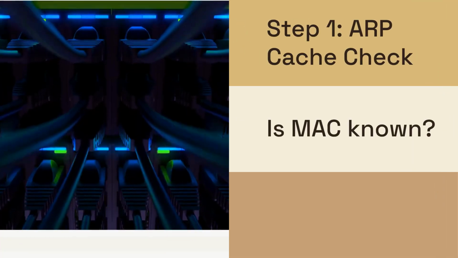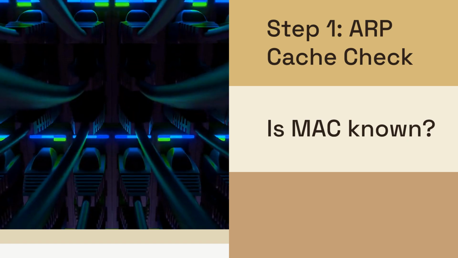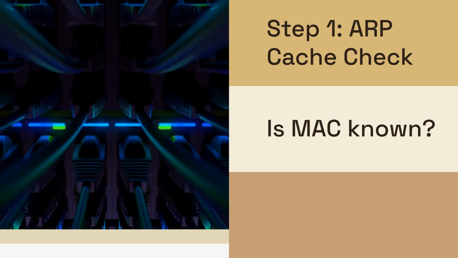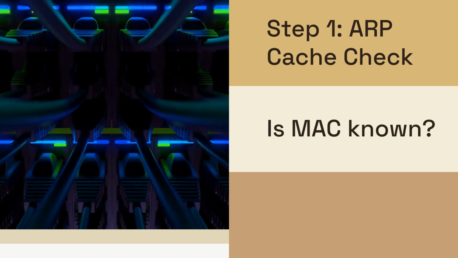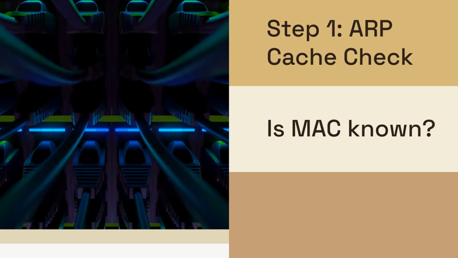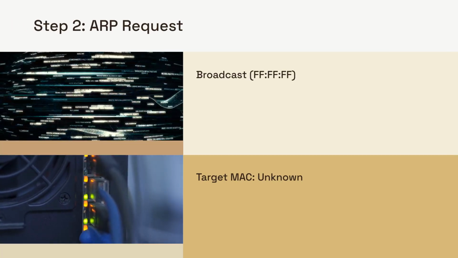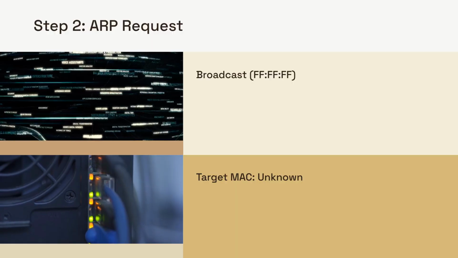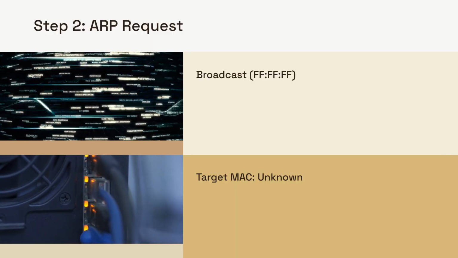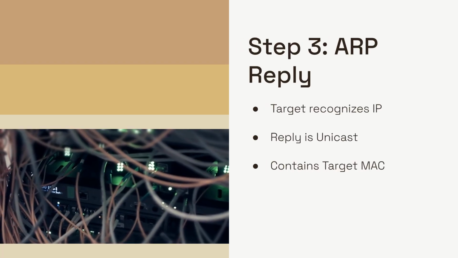Let's walk through the 4 steps of the ARP process for 2 devices on the same local network. First, the sending PC checks its own ARP table, or cache, to see if the destination MAC address is already stored from a previous communication. If it is, the process stops here. If the MAC is not in the cache, the sending PC creates an ARP request. This packet is sent as a Layer 2 broadcast, meaning every device on the LAN receives it. Only the device that recognizes the target IP responds.